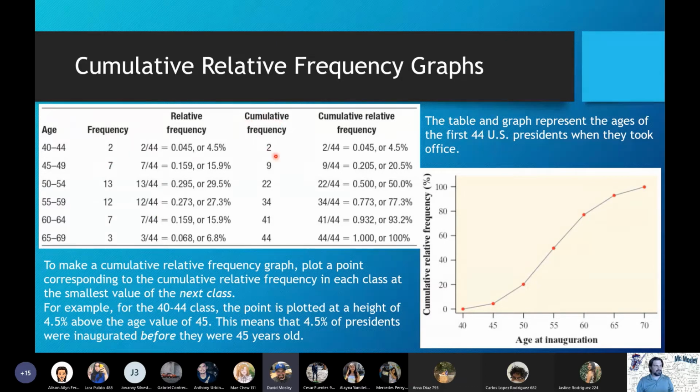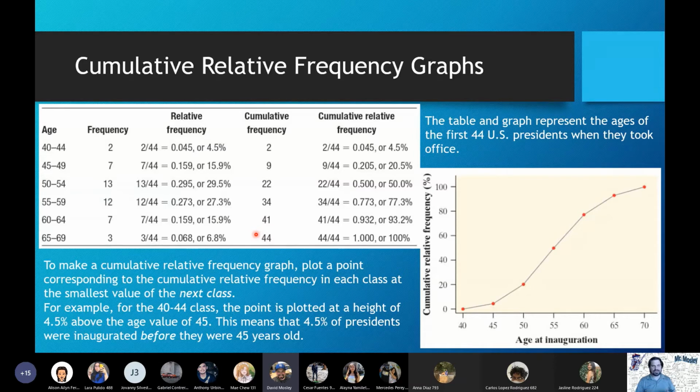Cumulative frequency now is a new thing, and cumulative relative frequency is new. Cumulative, it essentially adds everything up as you go along. So we start with just 2, which is the same for the first class. And then the second class here gets added to the first class. So we have 7 plus 2 is 9. And then 9 plus 13 is 22. 22 plus 12 is 34. 34 plus 7 is 41. 41 plus 3 is 44.